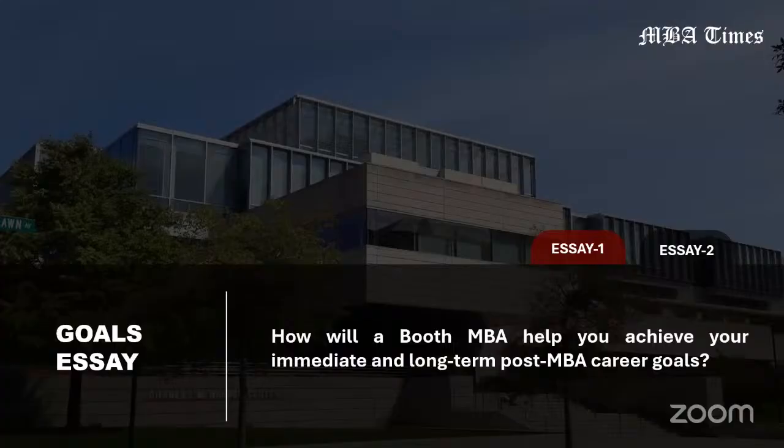The first essay is the goals essay. How will a Booth MBA help you achieve your immediate and long-term post-MBA career goals? A very simple open-ended question with a minimum word limit of 250, which means you can go to 1,000, you can go to 2,000, you can go to any length you want. I usually suggest capping it at 1,500 if you have something important to say, but 1,000 is basically the sweet spot, where I don't think you'll need any more words to express yourself.